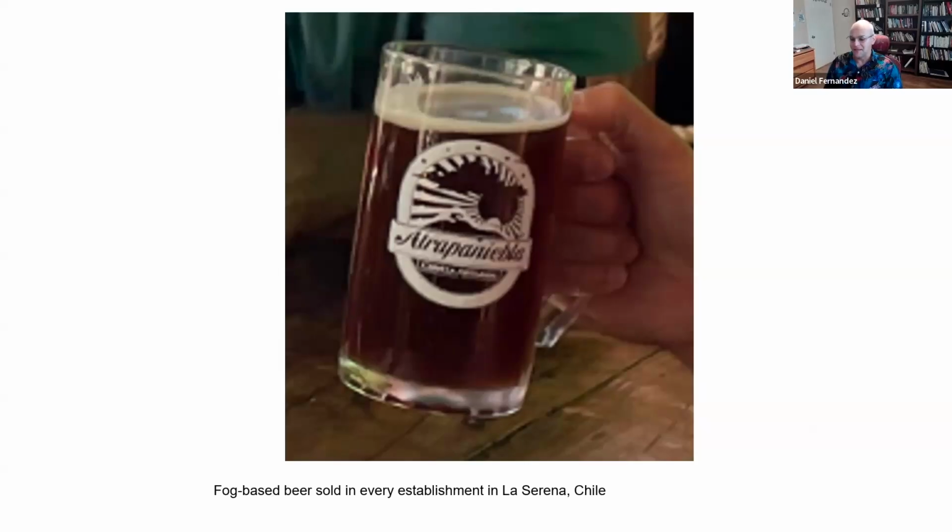So they're actually making a fairly lucrative business out of it. And it was quite good. It was quite good beer. I enjoyed it. Very tasty. But it also has the added feature of being made out of fog, which gives it added attention.